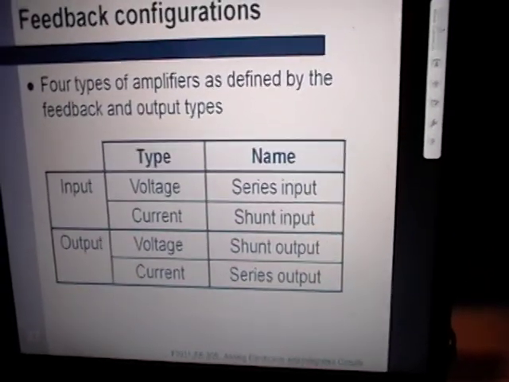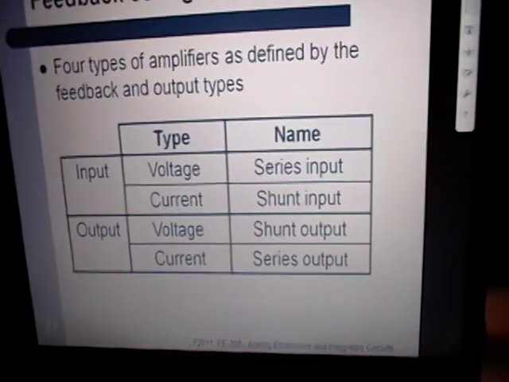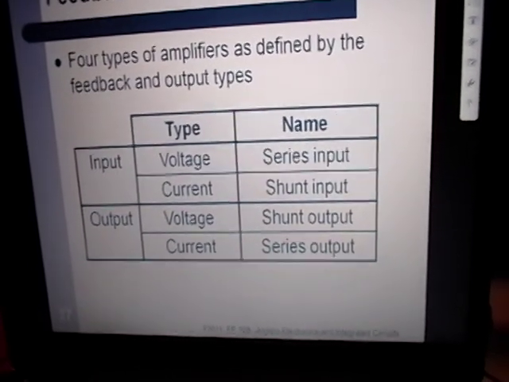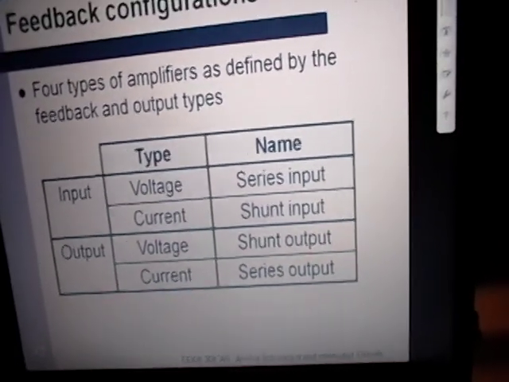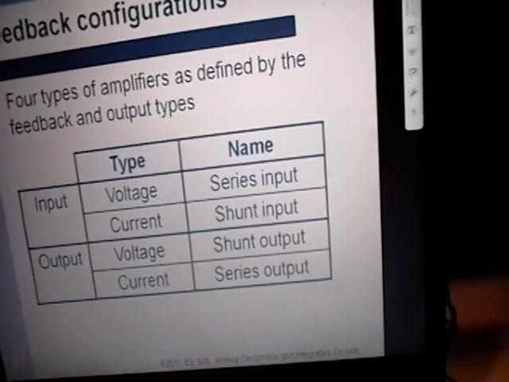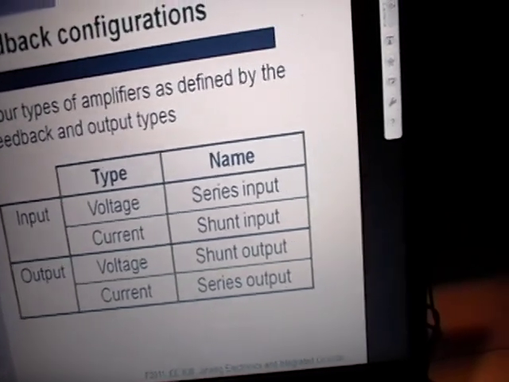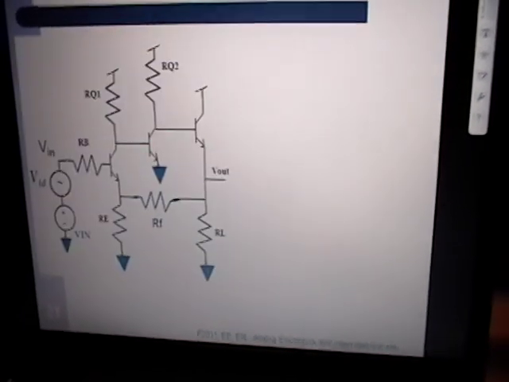Okay, one of the important things about going through that third step is one more name you have to remember, series shunt. And to do that analysis, you need to be able to figure out if the input is series or shunt, and the output is series or shunt. So let's just practice that, and then we'll call it a day.